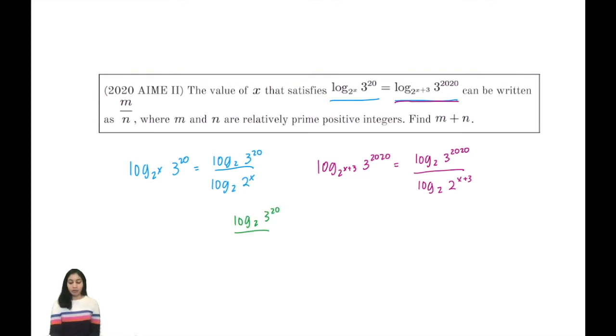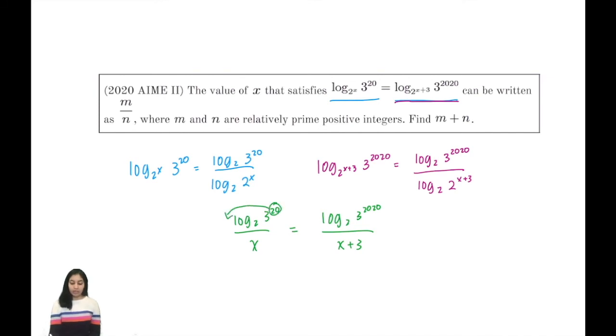And for our denominator, we know that log base 2 of 2 to the x is just x. Similarly, on our right-hand side, we know that log base 2 of 2 to the x plus 3 is just x plus 3. So we simplify that again. Using our exponent rule, we know that we can pull these exponents out in front of the logarithm.